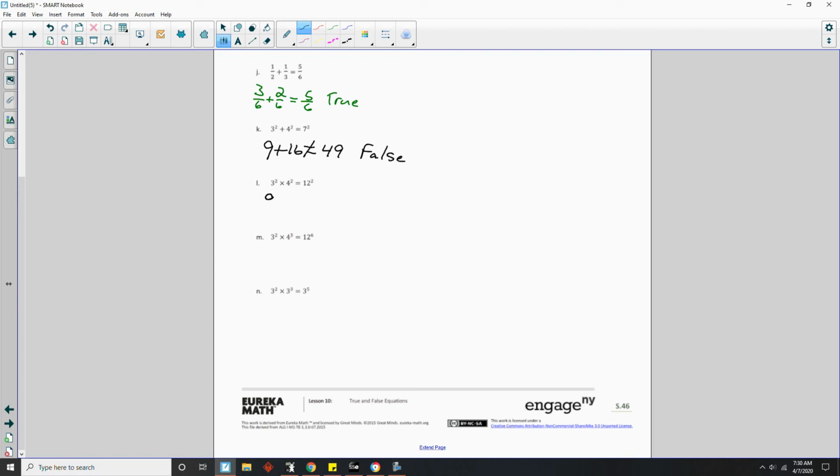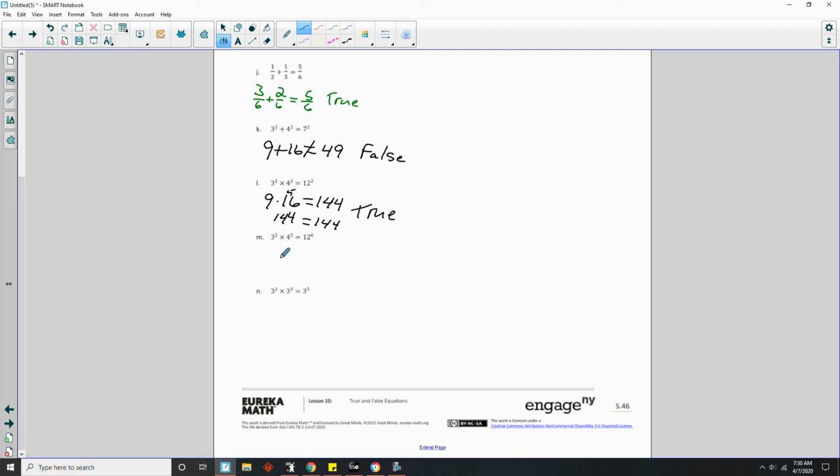All right. 3 squared is 9 times 4 squared, which is 16. Equals 12 squared, which is 144. Okay, well, 9 times 16: 9 times 6 is 54, carry the 5. 9 times 1 is 9, plus 5 is 14. 144 definitely equals 144, so that is true.